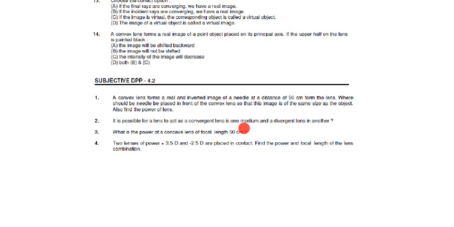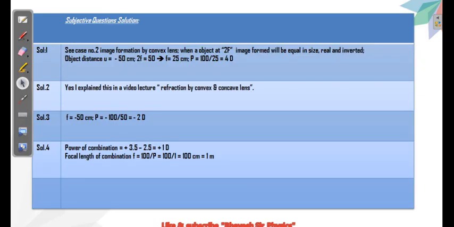Now let's see the next question. What is the power of a concave lens of focal length 50 centimeter? Here the focal length is 50 centimeter, and since it is concave, it will be minus 50 centimeter. The formula you already know is 100 divided by focal length in centimeter, so you will get minus 2 diopter.